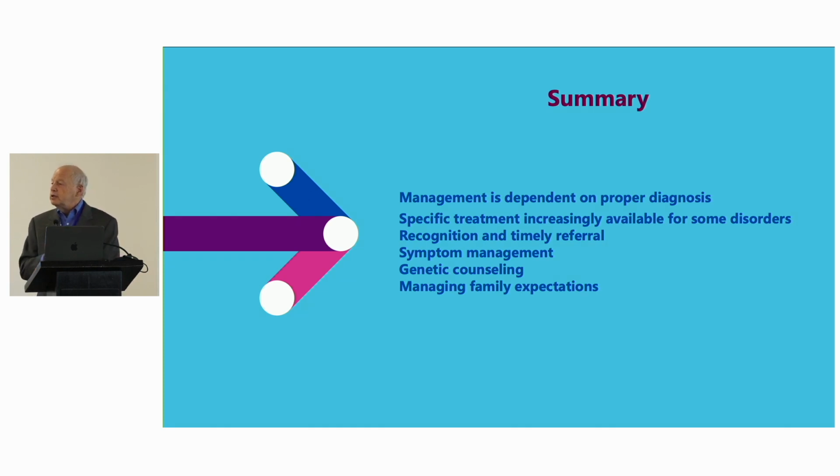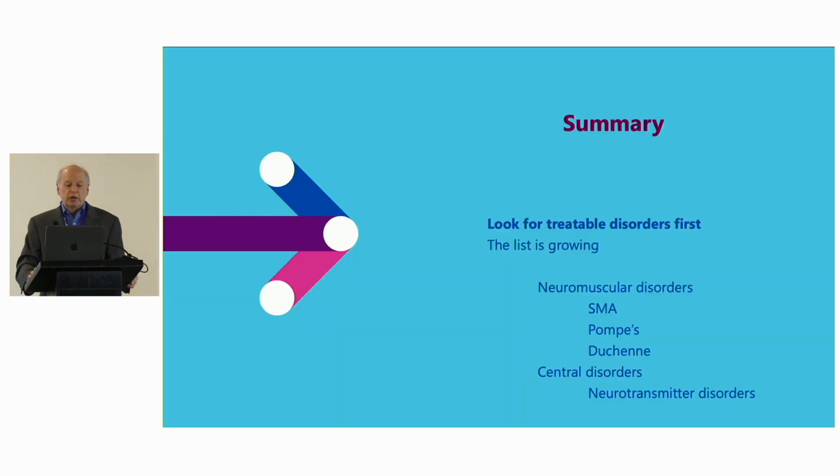Management is dependent on knowing what the diagnosis is. Again, you don't have to have the specific diagnosis, but I'll bet several of you walk away with some new thoughts about diagnosis on kids you've already seen, and you'll go home and relook at these kids. And then if they have a specific treatment, great. If not, we can do symptom management with bracing, therapy, support. Genetic counseling is important, and managing the family's expectations. And again, I will just reiterate, look for the treatable disorders first. Everything else can wait.